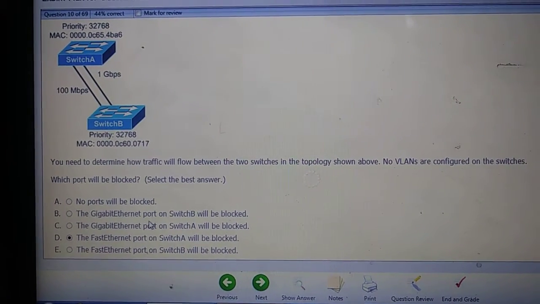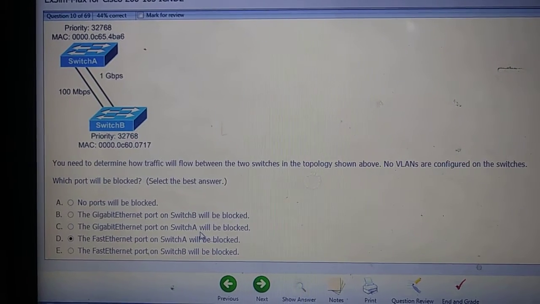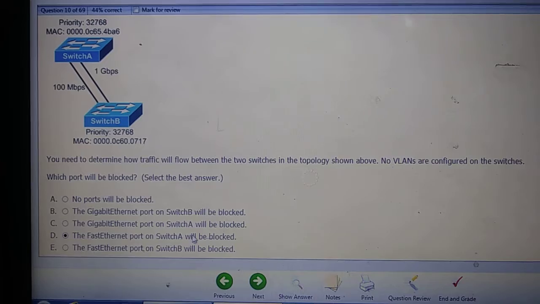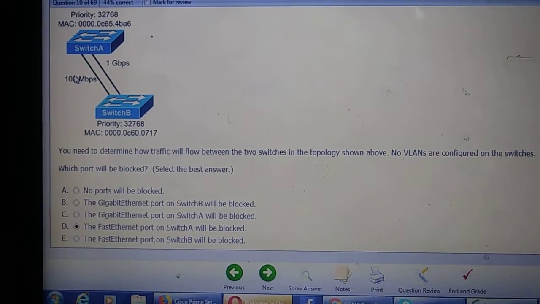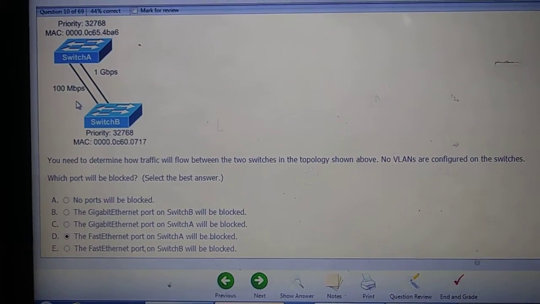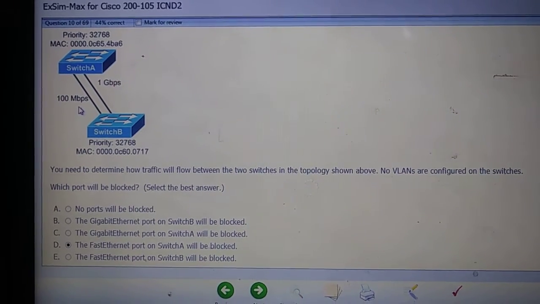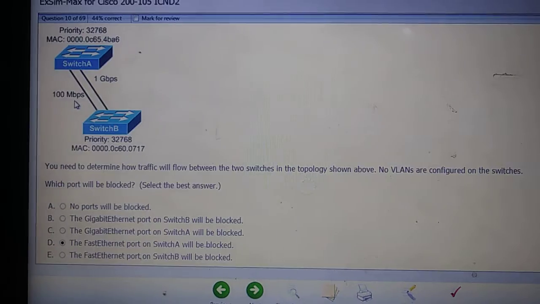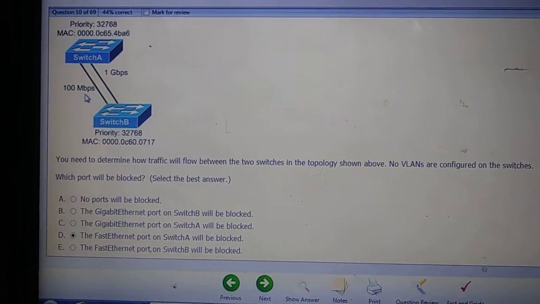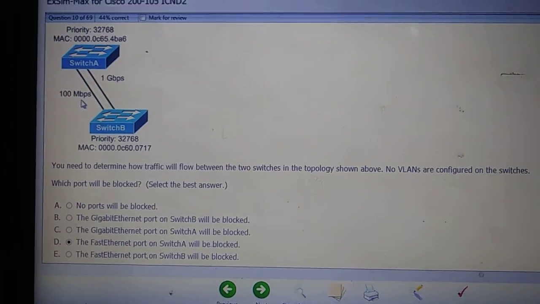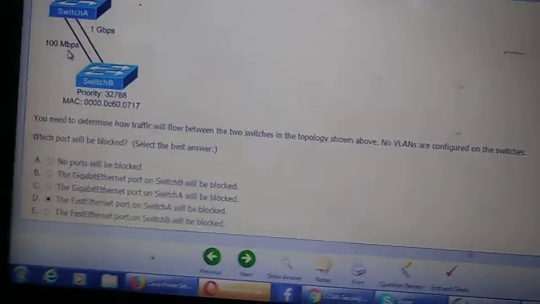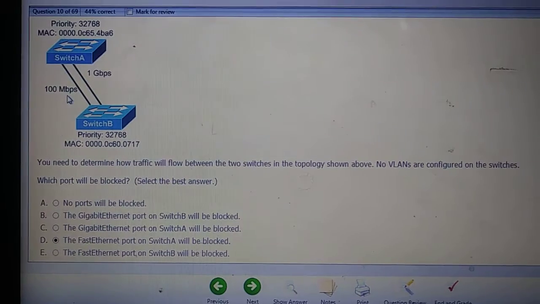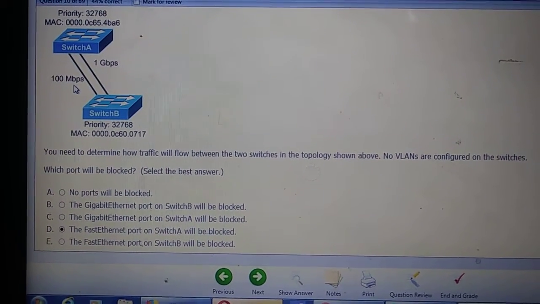Now, the gigabit port on switch A will be blocked? No, it will not. The fast Ethernet port on switch A will be blocked? Yes, it will, because a fast Ethernet port is 100 megabits per second. Whenever you hear 100 megabits per second, you automatically have to think fast Ethernet. Fast Ethernet, 100 megabits per second. I said it three times so you can remember.